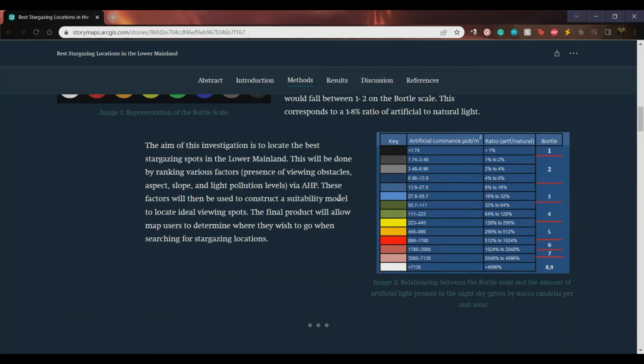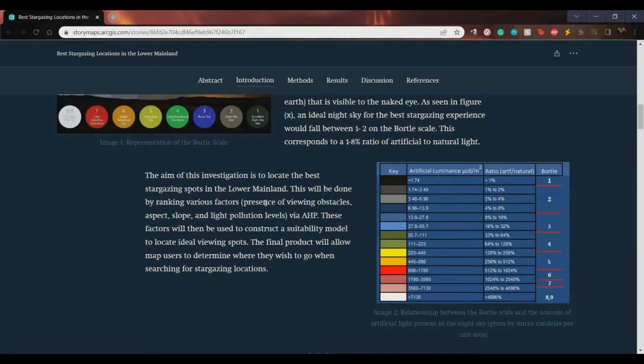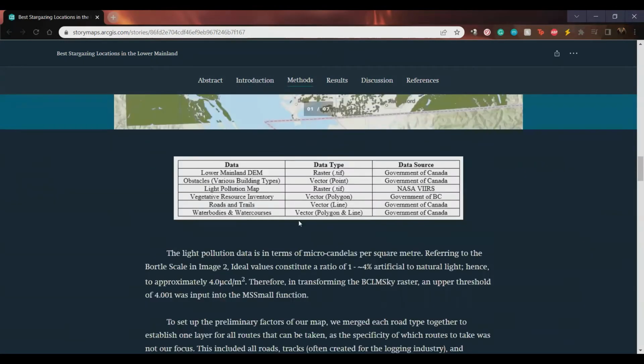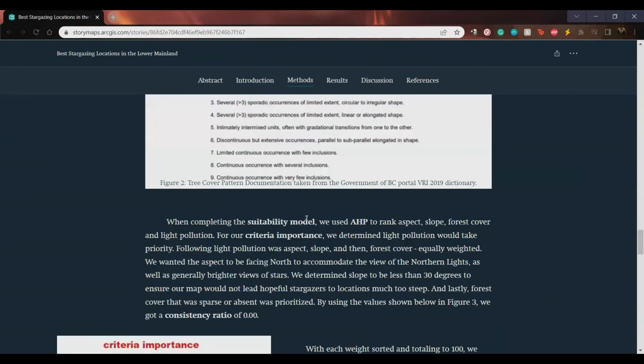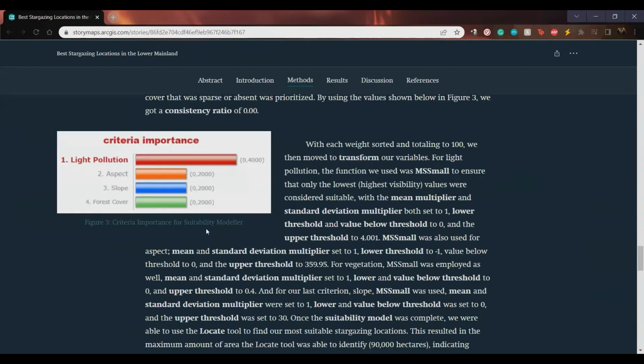We used the digital elevation model taken from the Government of Canada to create slope and aspect maps of the Lower Mainland, and then established a hierarchy for the relative importance of the factors light pollution, tree cover, aspect, and slope, with light pollution being deemed twice as important as all the other factors. Afterwards, we used this AHP to create a suitability model and transform the data using the following procedure.